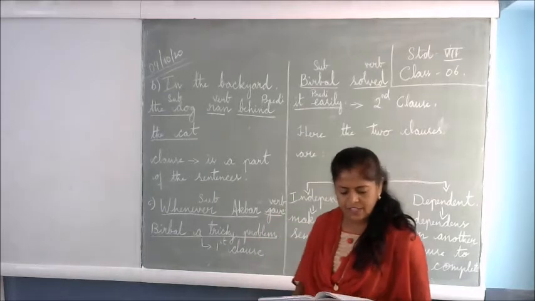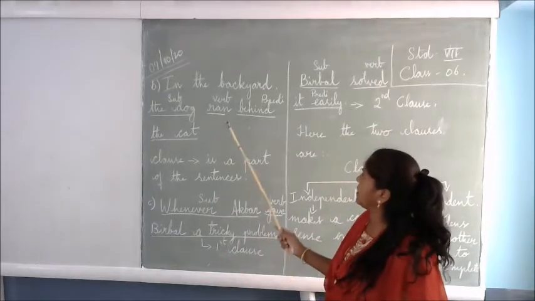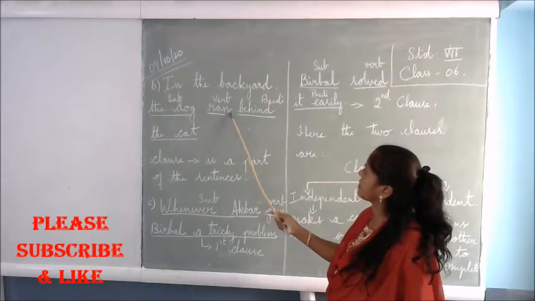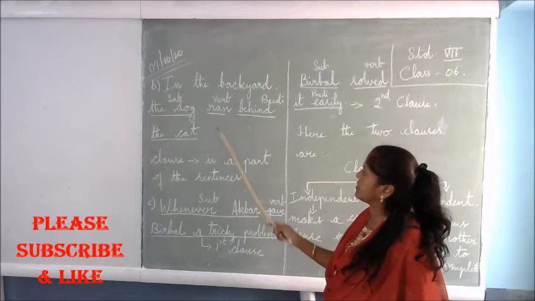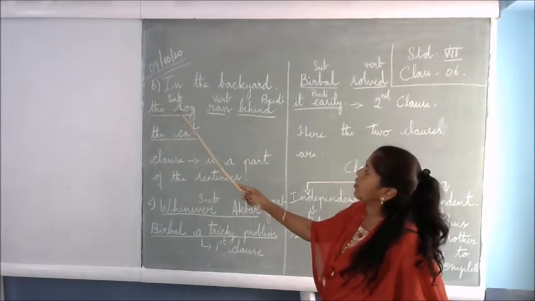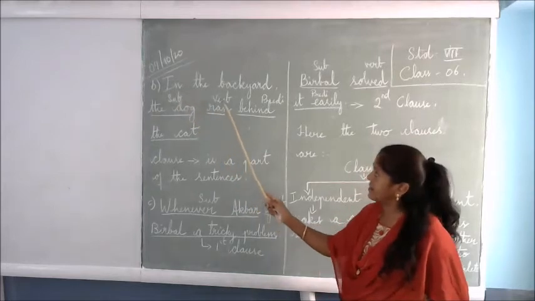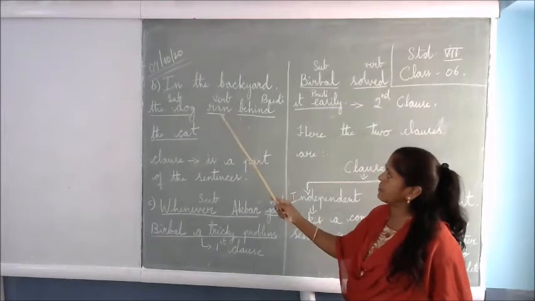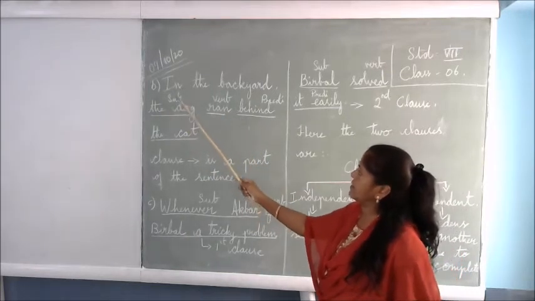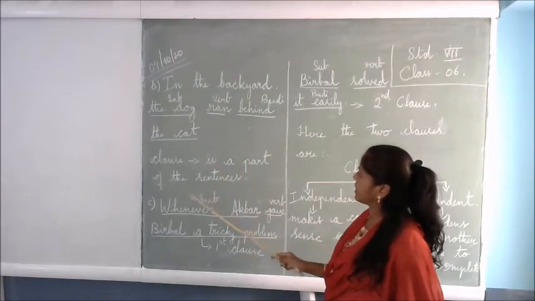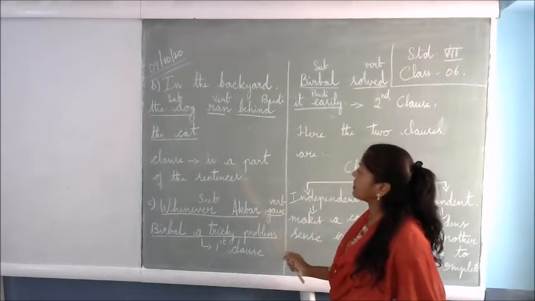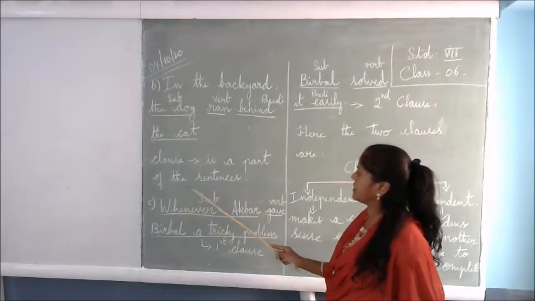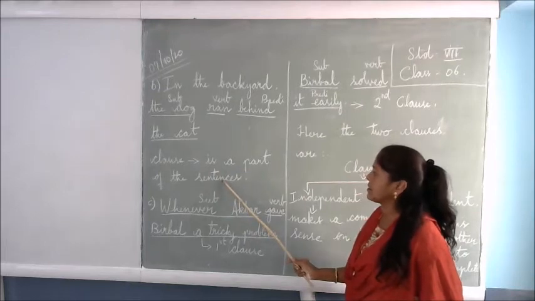Now second example, that is the complete clause. Okay. Now second example, in the backyard the dog ran behind the cat. Is it not? Just understand this. See, the dog is the subject, ran is the verb, behind the cat is the predicate. So ran is a verb, action verb, right? The dog is the subject and behind the cat is the predicate. Now this clause is a part of the sentence. Got it? So the dog ran behind the cat. So this is the part of the sentence.